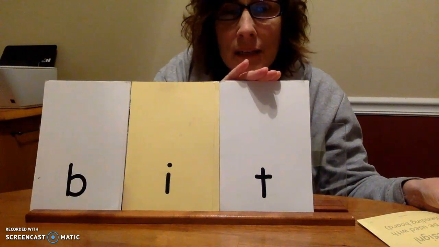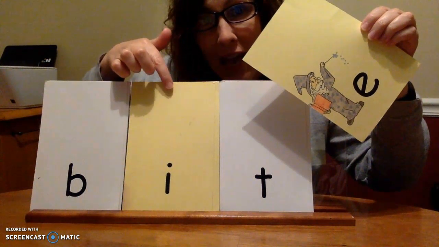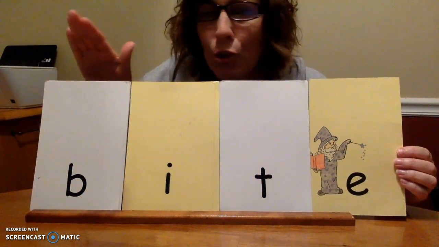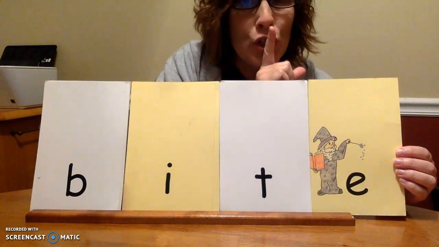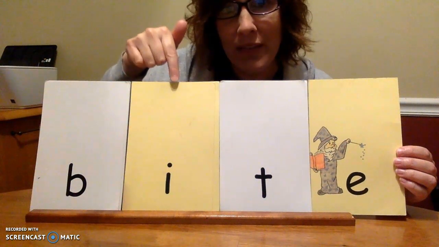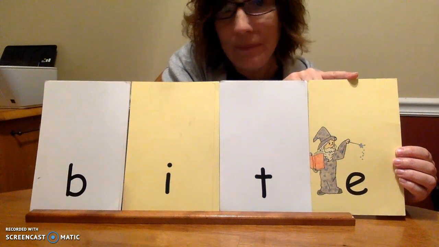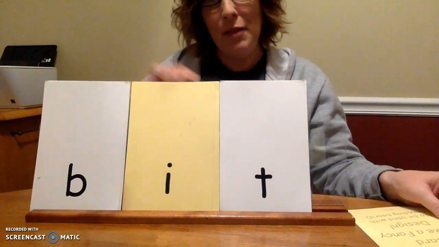So we started with bit. But when magic E comes along and gives his power to the I, this word changes to bite. So this vowel now says its name because of this magic E. But this E doesn't make a sound. All right, let's try another one.